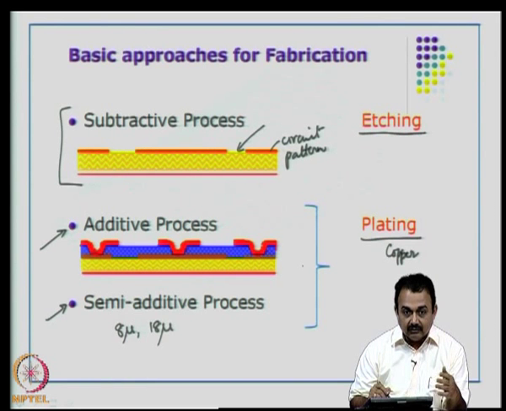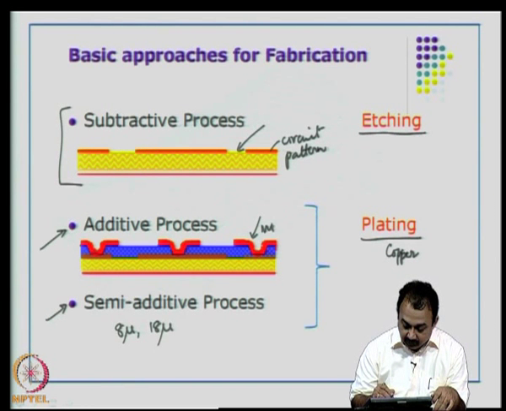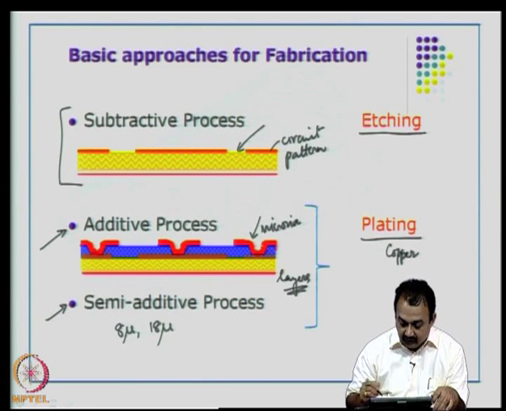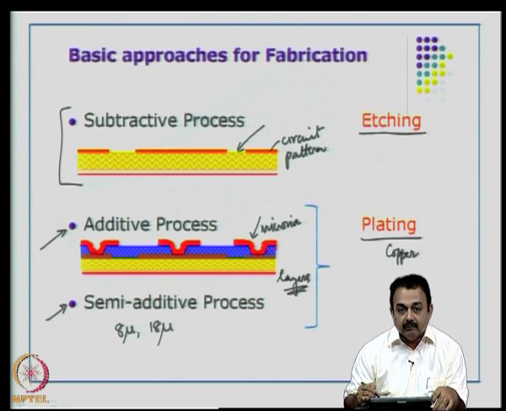Electroless plating is also a method of adding copper. So, the semi additive and additive processes to create these micro vias and then additional layers on your printed wiring board will be done by plating process.